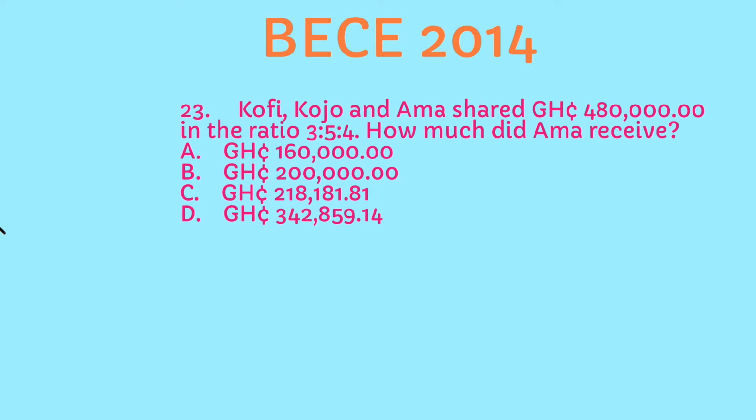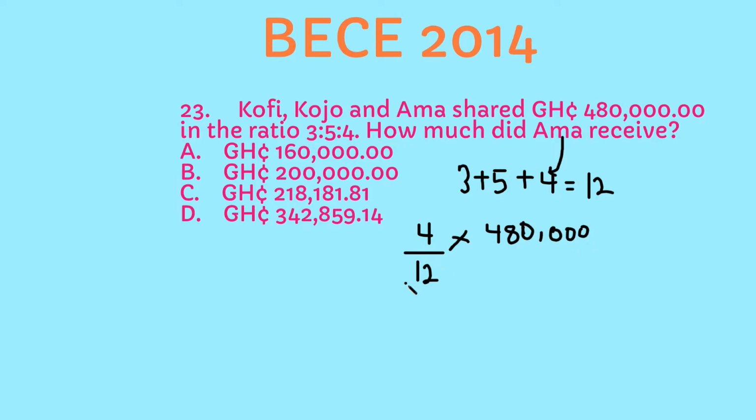For question 23, Kofi, Kojo, and Amma shared 480,000 cedis in the ratio 3:5:4. How much did Amma receive? To find this, we first add 3 plus 5 plus 4 to get 12. Now we have Amma's fraction, which is 4 out of 12. We multiply it by the total amount they shared to get Amma's share. Amma received 160,000 cedis, which is A.